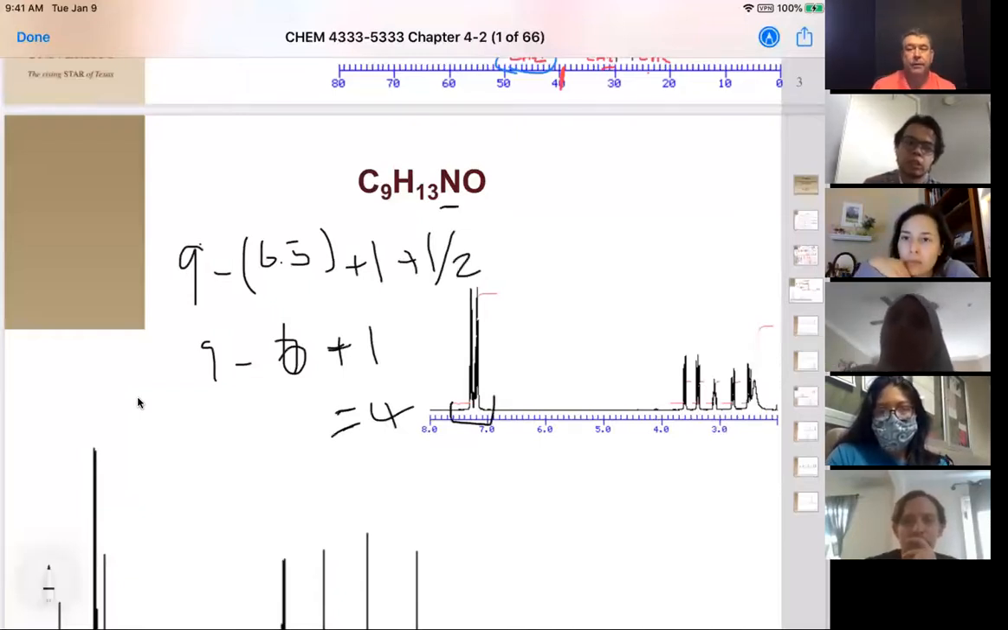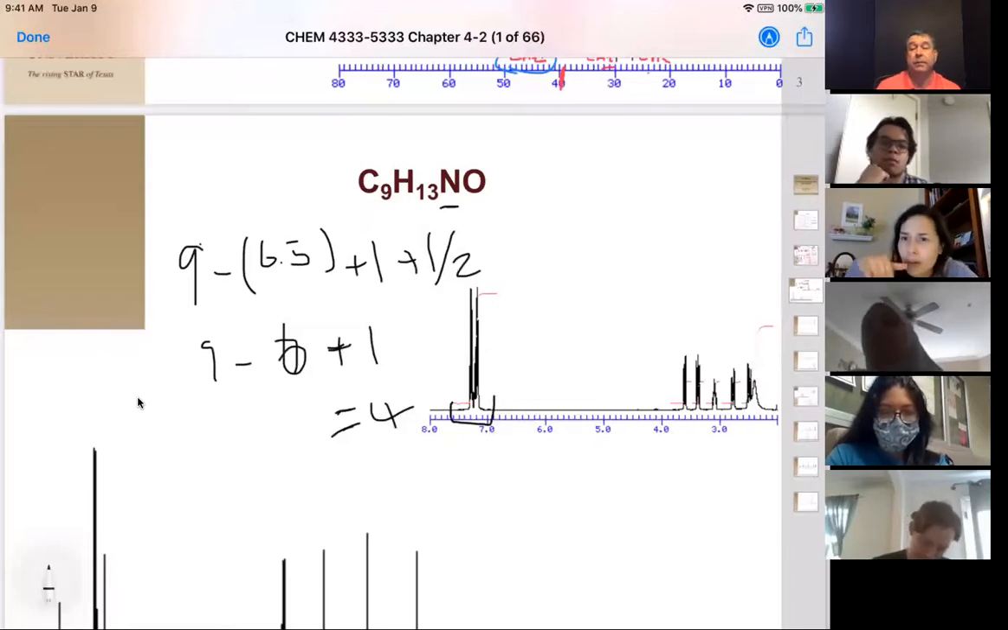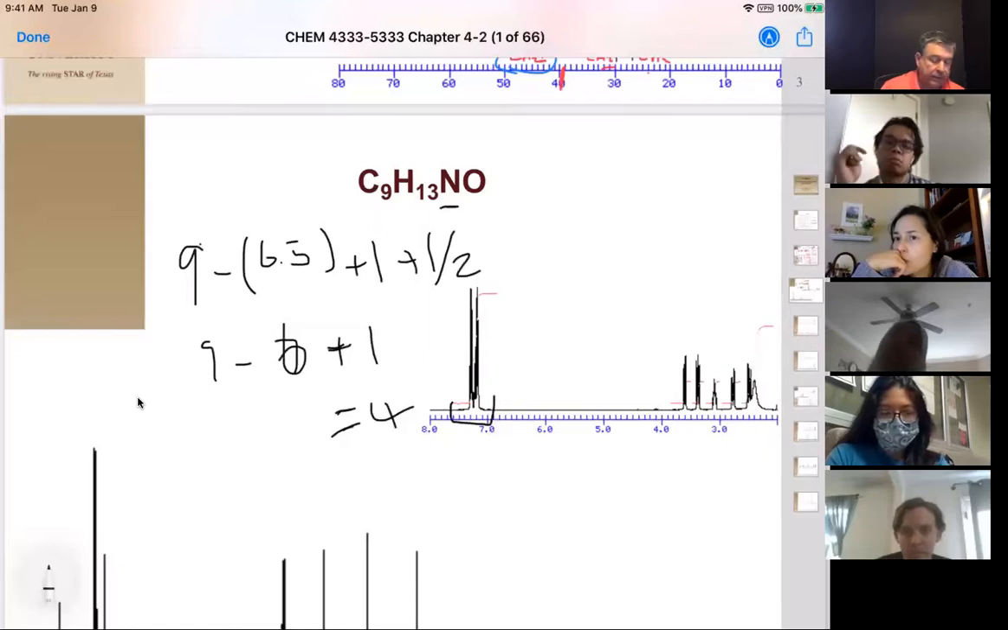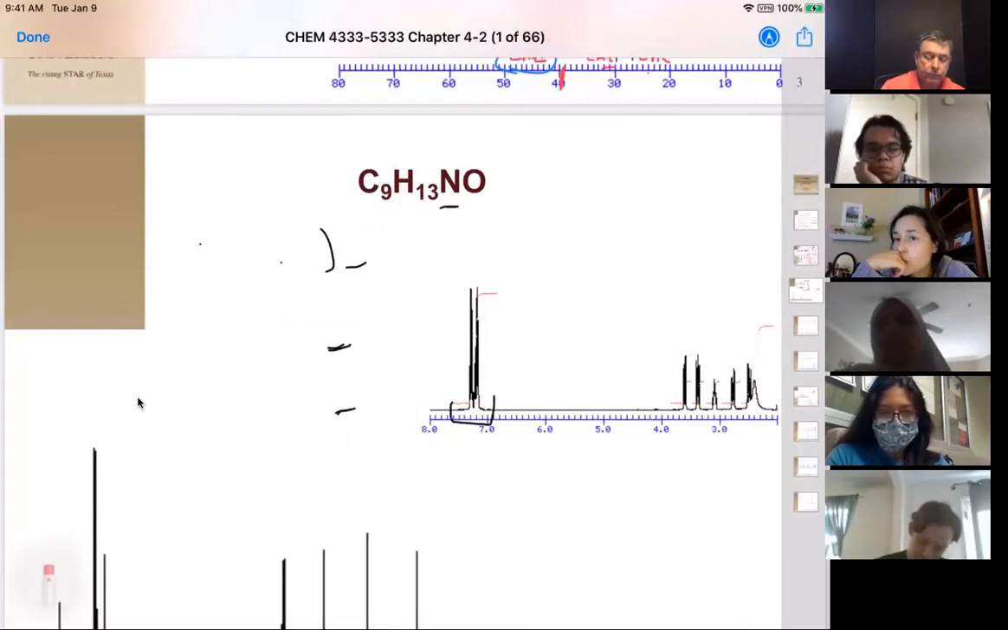Yes, I agree with you. I think it's a benzene ring, and it probably has a specific substitution pattern. Based on the way it looks, I think it's a para-substituted benzene. So let's get that fragment out in the open and figure out what we have left.